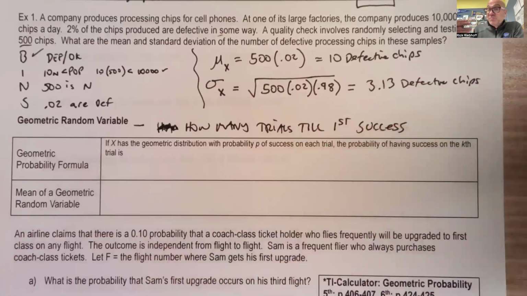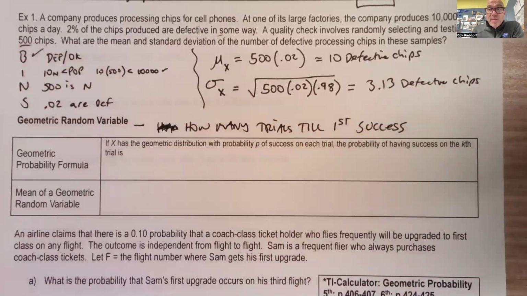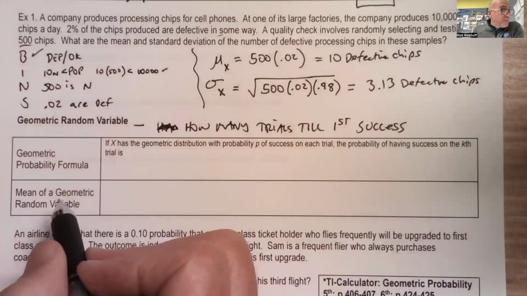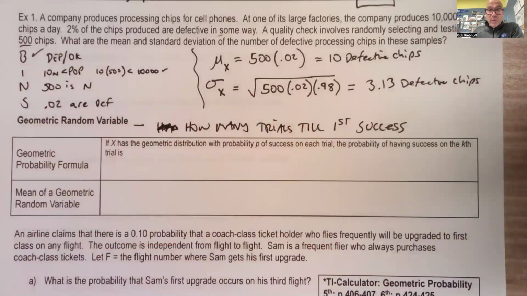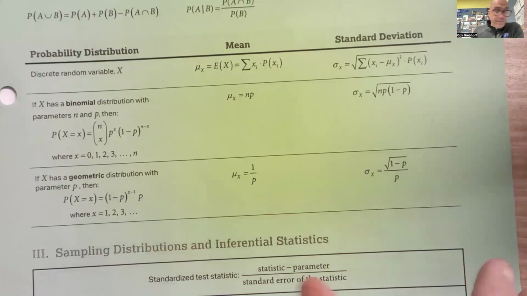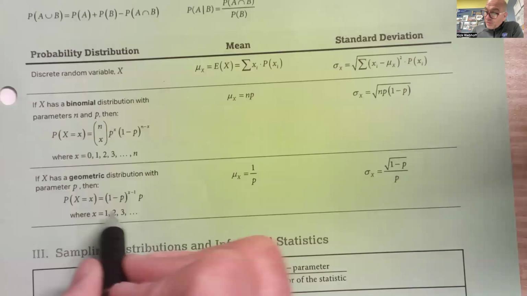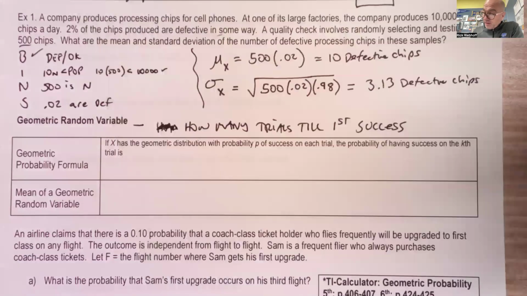Binomial is I shoot 10 free throws, right? Geometric would be I shoot free throws until I make the first one. And then how long did it take for me to do that? That's what geometric measures. All right. So the geometric probability formula is also on our green sheet right here. I kind of want to do a problem first, so let's do a problem first. Let's go down here.